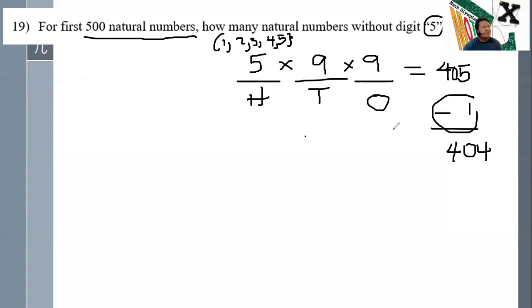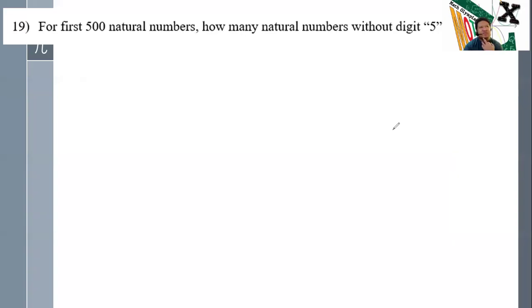So I think the better solution will be like this one. Let's try to confirm the solution, because it's a little bit tricky. We'll try to count the numbers that have 5 and subtract it from 500. I think that's a better way to count that one. For example, from 1 to 99, we'll try to count how many numbers have 5.